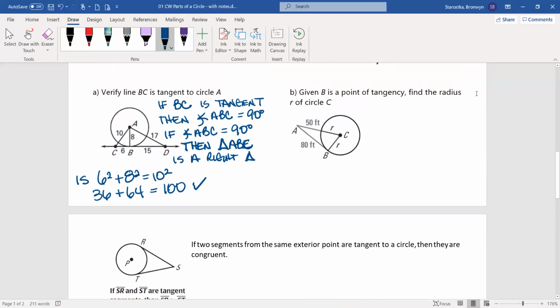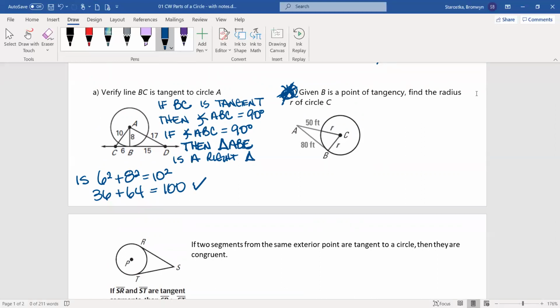Back to the original question. Is BC tangent to circle A? Yes, because if it were tangent, that would be a right angle. If that were a right angle, that would be a right triangle. And we just proved that the triangle is right. This is going to come up a lot, and this is going back to some old algebra.